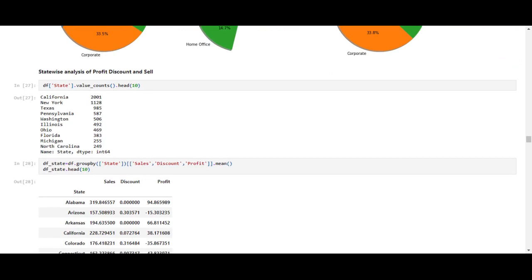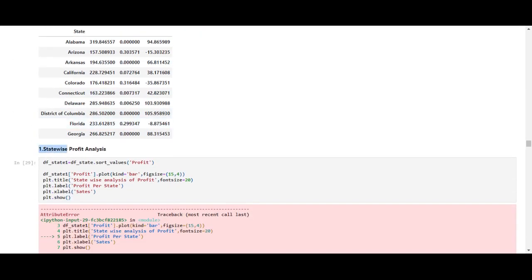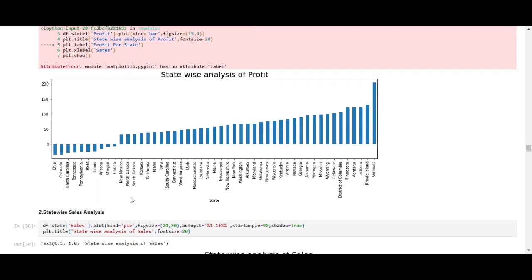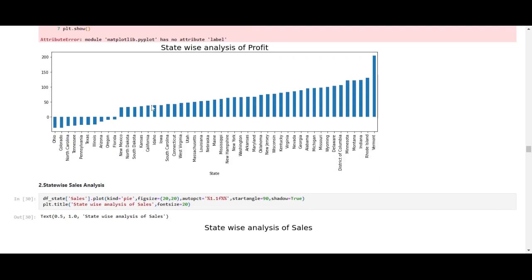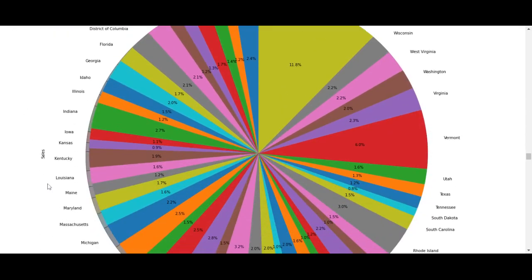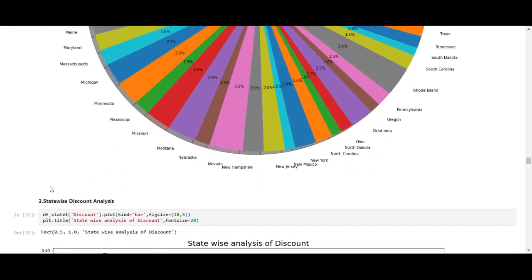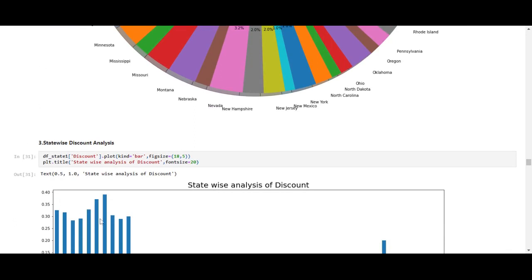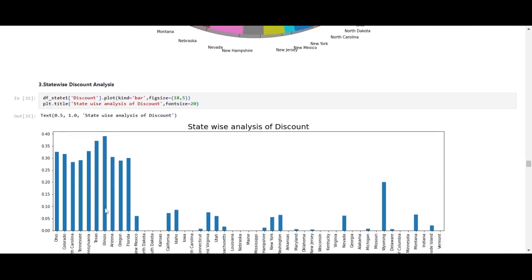Then, I have used the group by function to split the data into groups based on the above criteria in the next step. In state-wise profit analysis, Vermont had the highest profit, whereas Ohio had the lowest profit. For sales, Wyoming had the highest sales and South Dakota had the lowest sales. Similarly, for discount, Illinois was at top.